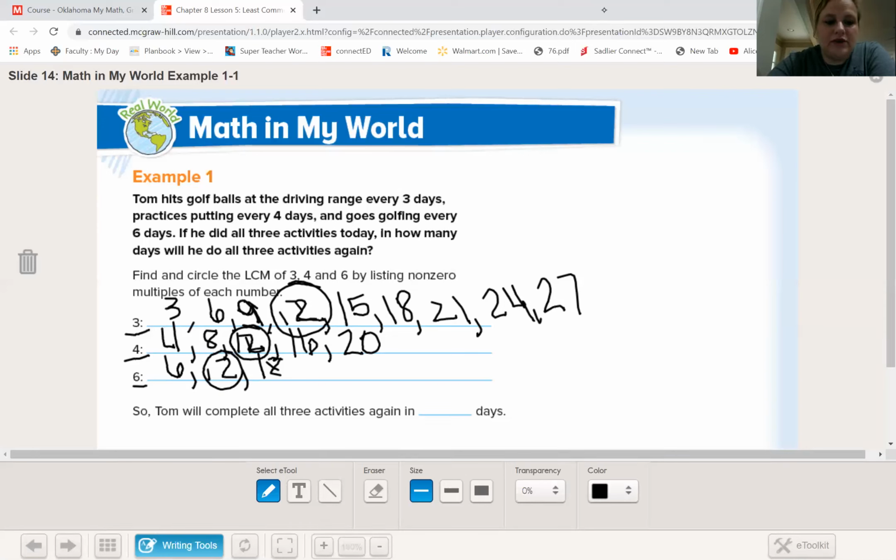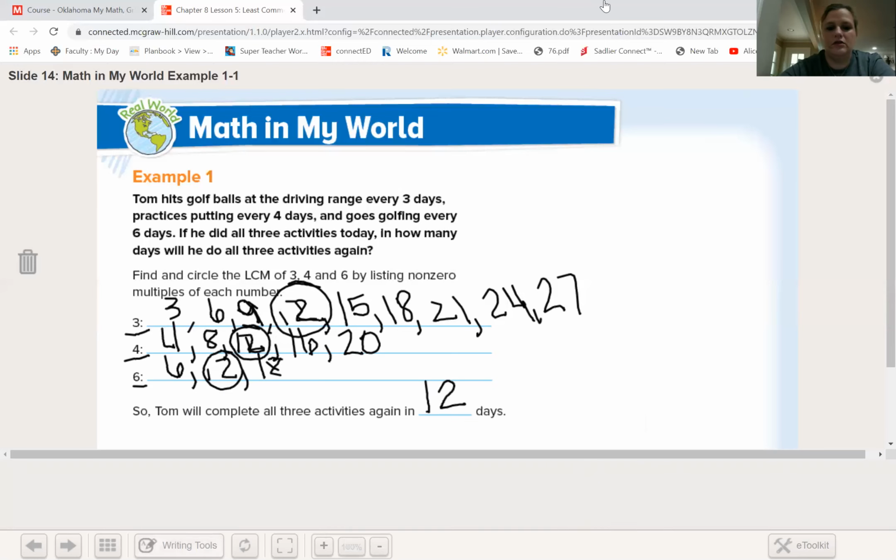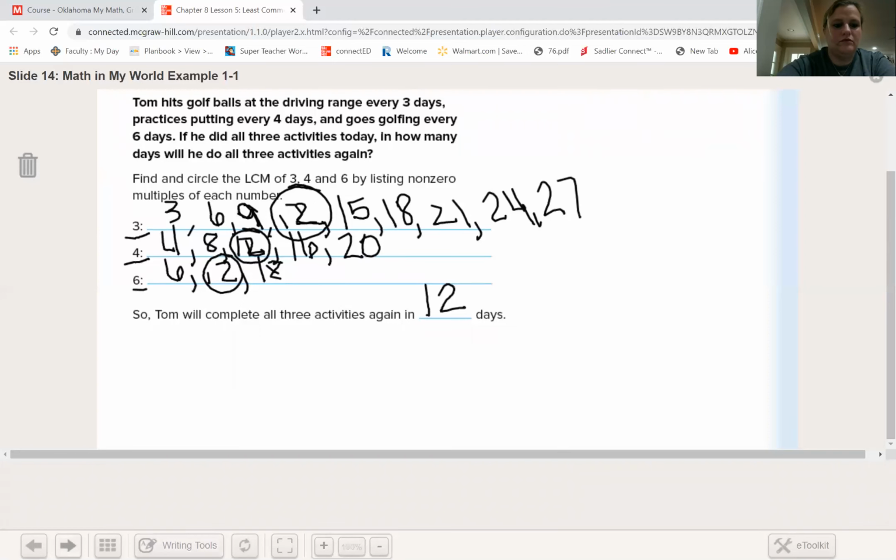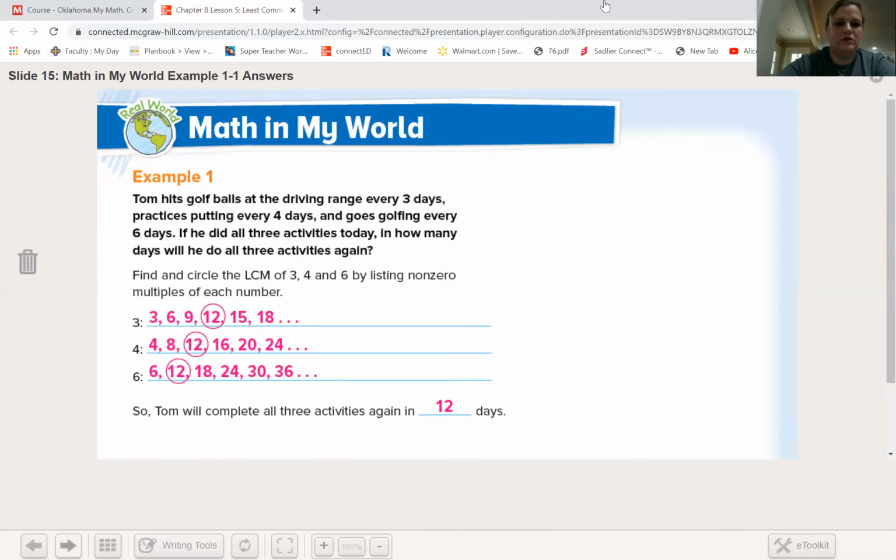They don't all have a 3. Two of them have a 6, but not this one. They don't all have a 9. They don't all have an 8, but they all have 12, 12, 12. Now, there may be other numbers that they have in common, but remember, I'm looking for the lowest number they have in common, which is 12. So Tom will do all 3 of these activities again in 12 days. And there's your answer for that.